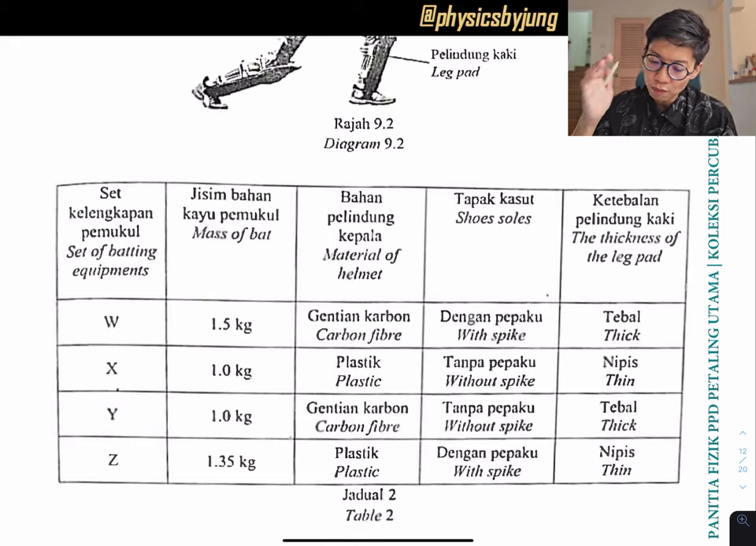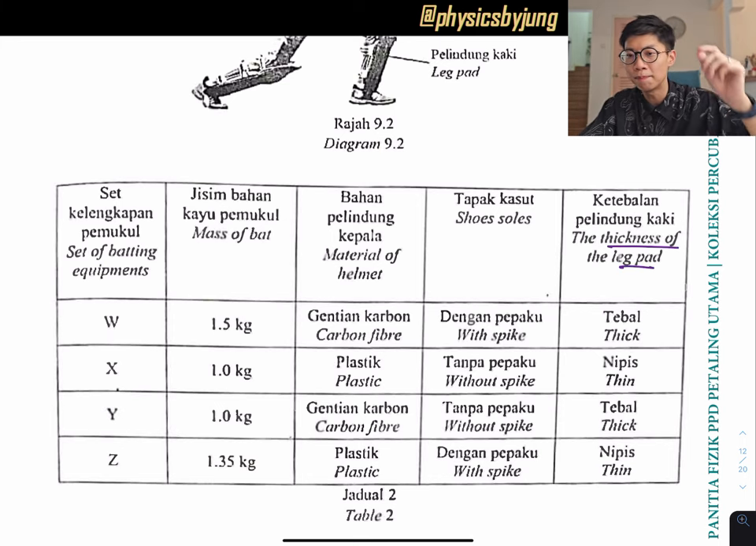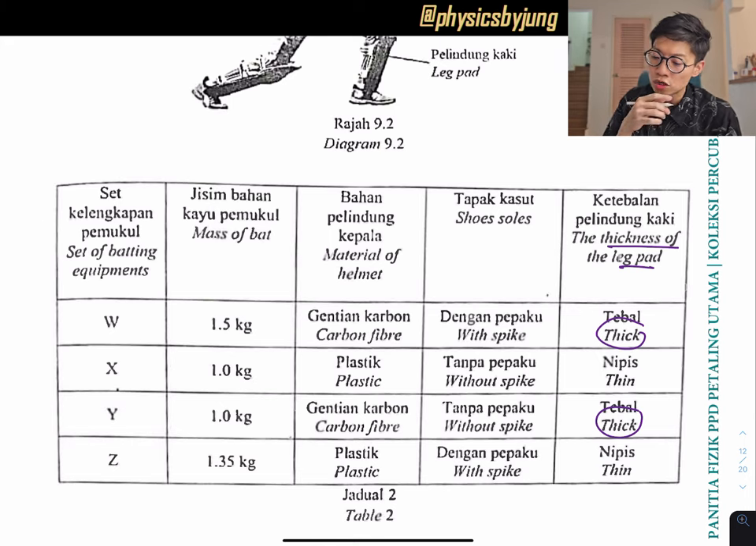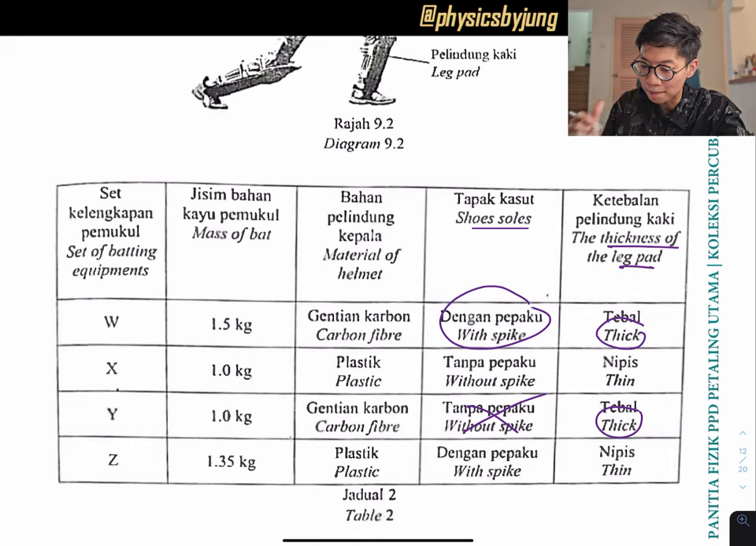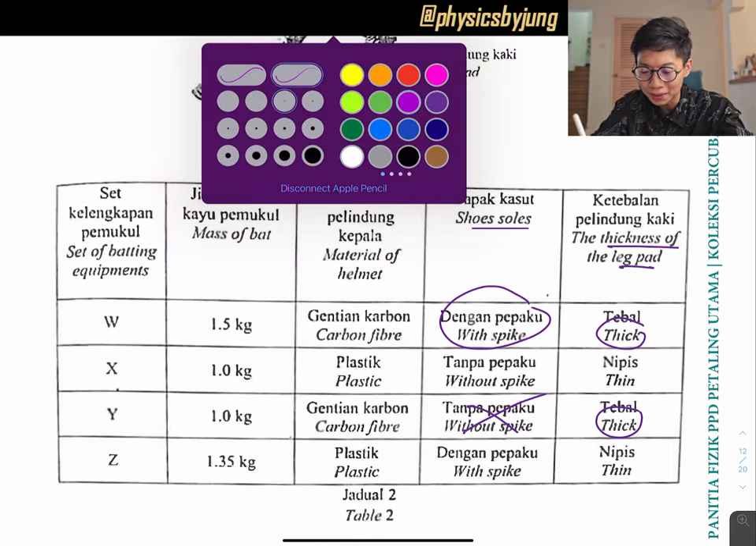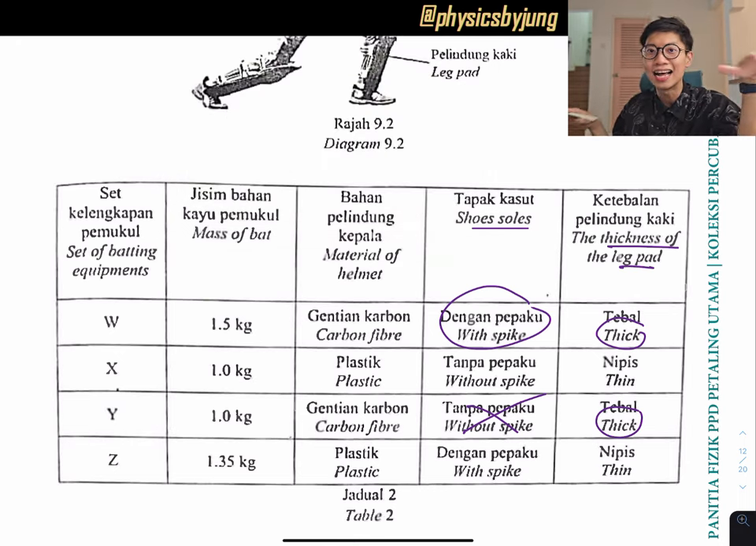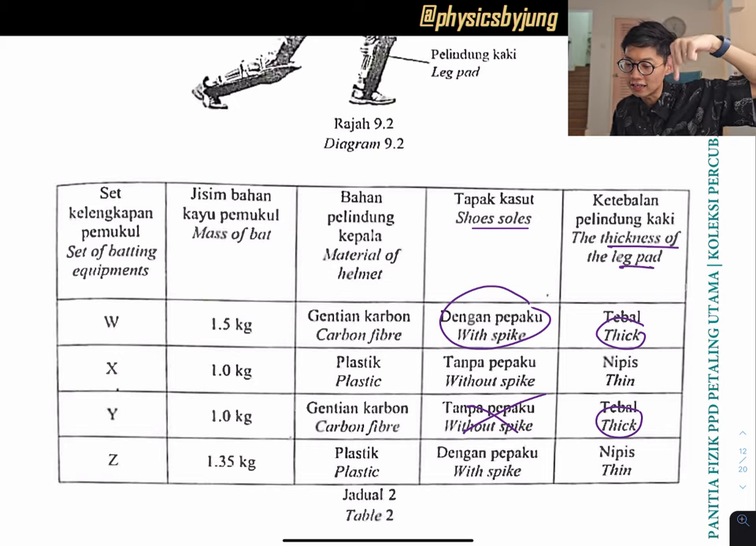When I do this, I will try to eliminate the answers that are very obvious first. I think the thickness of the leg pad is the most obvious one. Why? Because we definitely need a thicker leg pad to act as a cushion. Then the next one is we're going to look at the shoe soles. The shoe soles are with spikes, I don't want without spikes. Why? Because this sport is most likely being played on grass, so with spikes I can improve the grip.